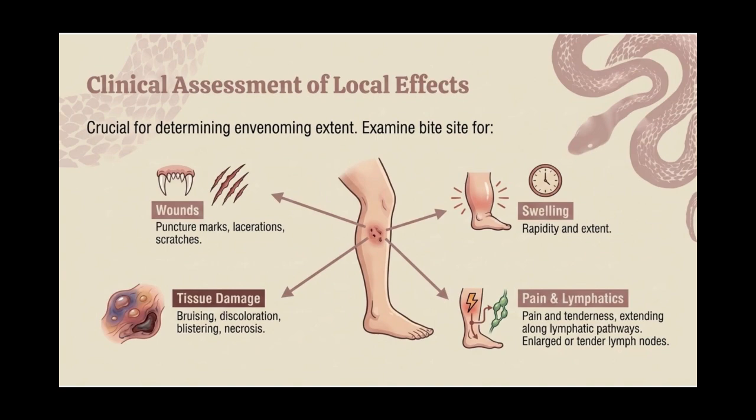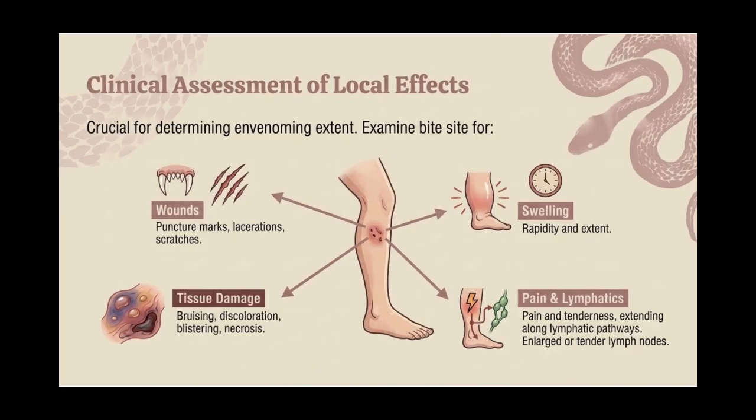Assessment of local signs is essential for determining the extent of envenoming. Clinicians examine the bite site for various signs. They look for puncture marks, lacerations, or scratches. Swelling is also a crucial indicator. The speed at which swelling occurs and its size can help determine the severity of envenoming.